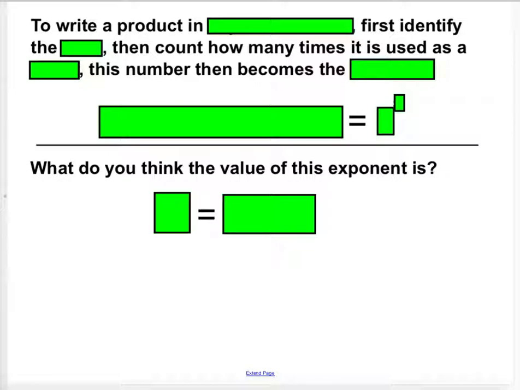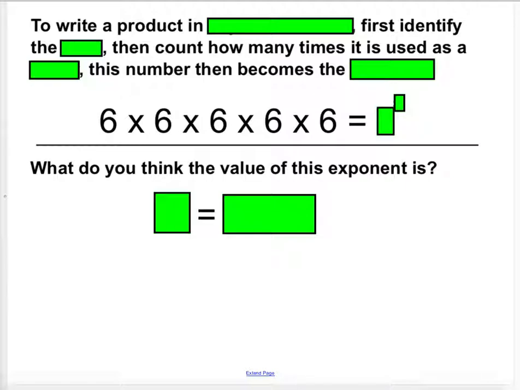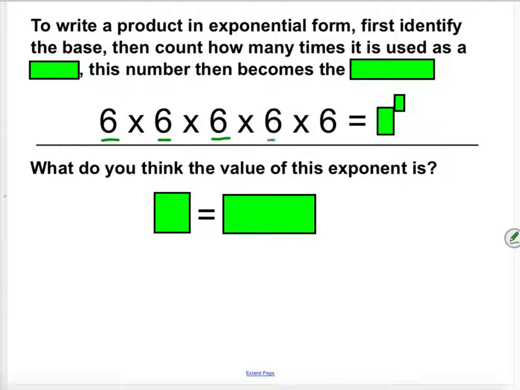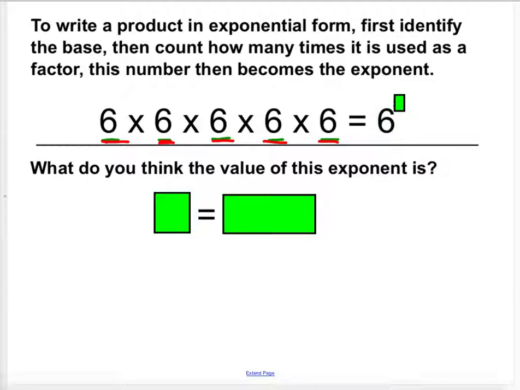Now, to write a product, for example, 6 times 6 times 6 times 6 times 6. This is actually a product, okay, if you view that as an expression by itself, it's actually a product because you have factors working together. To write a product in exponential form, first identify the base. So in this case, our base is 6 because it is the repeated factor. Then count how many times it is used as a factor. Okay, so you identify the base, it's the factor, and then you count how many times. So you have a 1, 2, 3, 4, 5 times. That number becomes the exponent. So 6 is our base, it's a factor 5 times, so this number is 6 to the 5th.